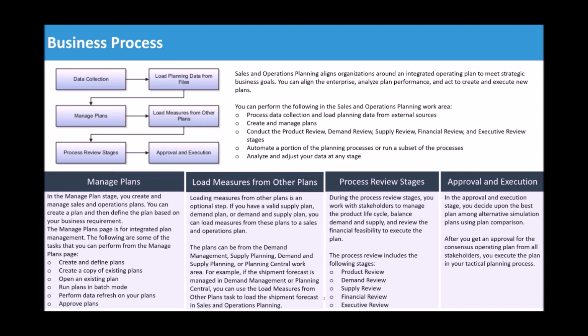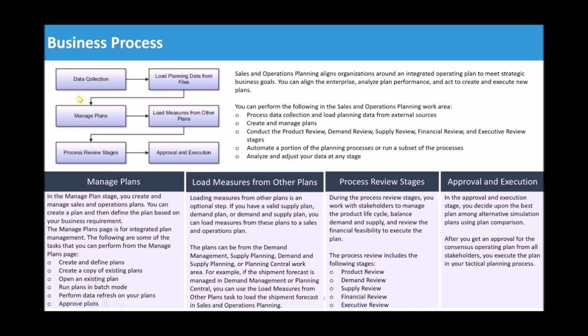But when it comes to long-term strategic planning, you want to get the involvement from all the departments, including sales, which is usually not involved in your demand and supply planning, and finance, which is again not involved in your demand and supply planning. As well as you also want to get the approval from the senior management, from the executive level, so that they all are in the loop and they all know about the plan for the organization for the next 6 months, 1 year, or if it is a very long-term strategic plan, it may be for the next 3 years. You can align the enterprise, analyze plan performance, and act to create and execute new plans.